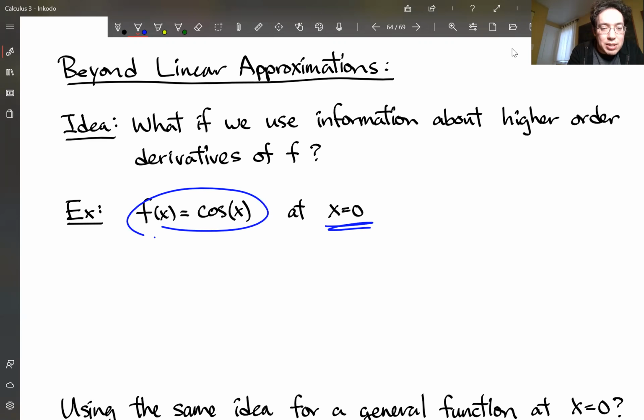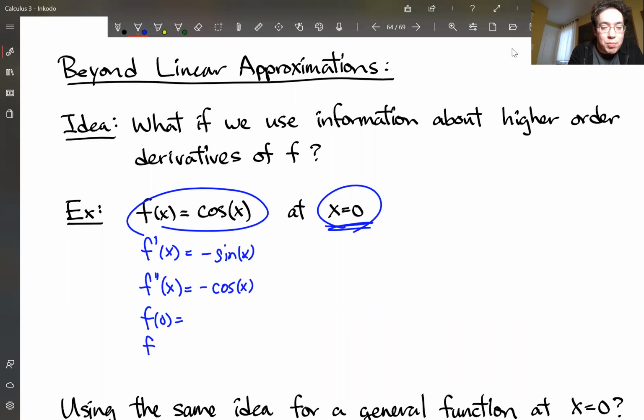So let's take a couple of derivatives. So the first derivative is negative sine, and second derivative is negative cosine. And I want to approximate this at x equals 0, so I'm going to plug those numbers in. So f of 0, f prime of 0, and f double prime of 0. So f of 0, cosine of 0, is equal to 1. Negative sine of 0 is 0. And negative cosine of 0 is going to be negative 1.